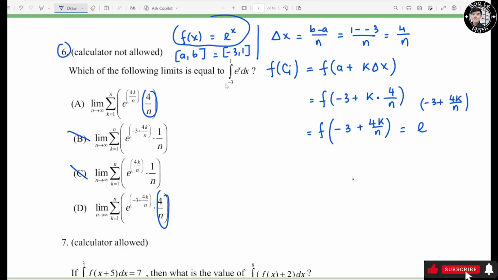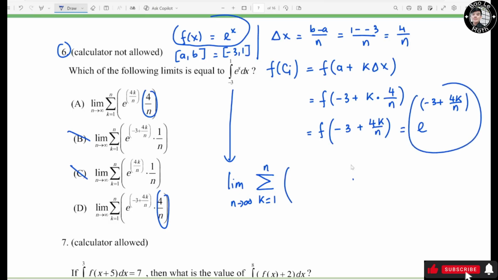We need to rewrite this in limit notation. So it will be the limit as n approaches infinity, with the summation notation, k goes from 1 to n of the length times the width. The length is e to the negative 3 plus 4k over n, times the width, which is 4 divided by n. So the answer must be D.